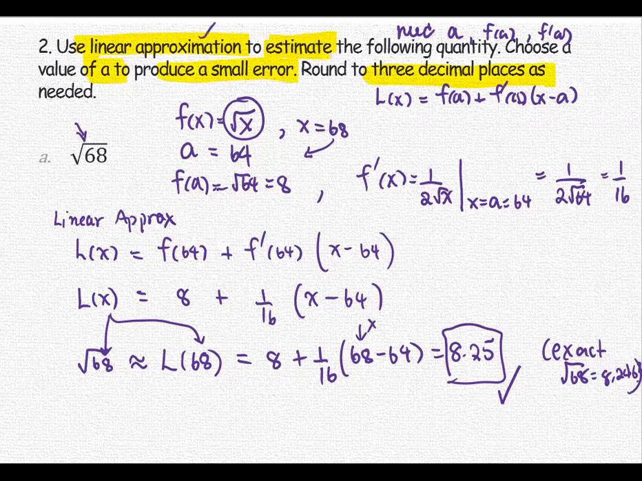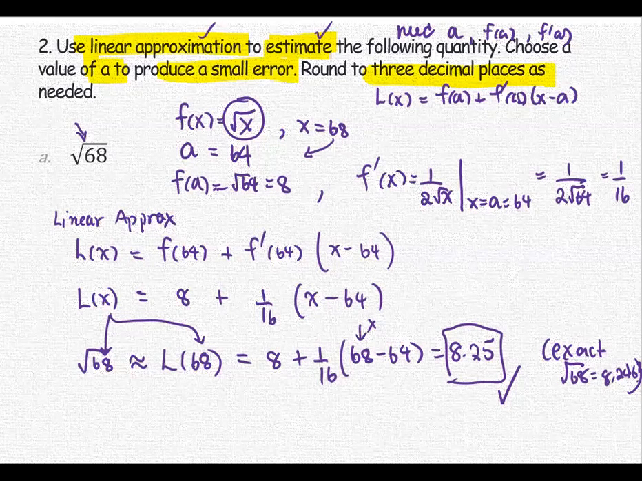We use the linear approximation to estimate this, and it should produce a small error because 64 and 68 are close numbers, and we round to 3 decimal places as needed. We have just the ending decimal as 25, and you just add another 0.